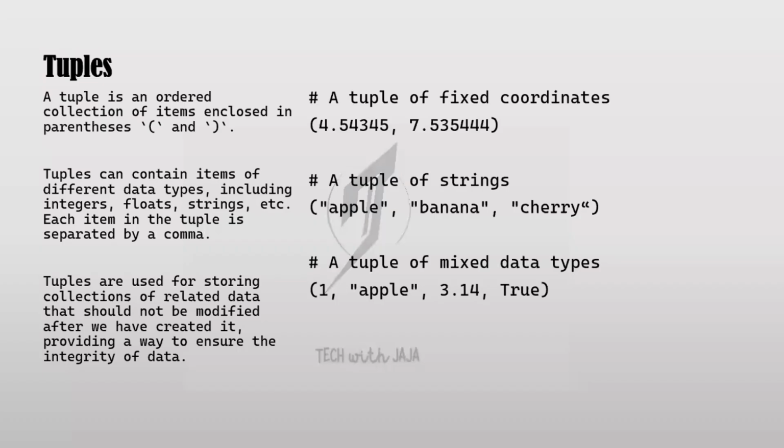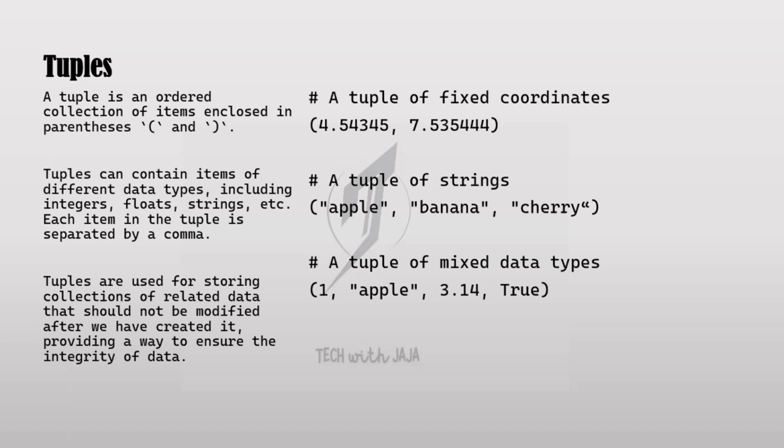So the next are tuples. A tuple is an ordered collection of items that are enclosed in parentheses. Tuples can contain items of different types of data, including integers, floats, strings, etc. And each item in the tuple is separated by a comma. Tuples are used for storing collections of data that should not be modified after creation, providing a way to ensure data integrity. So for example, on my right, you are seeing a tuple of coordinates. You're also seeing a tuple of strings, just like we saw in the list. Here also we are seeing a tuple of mixed type of data, just like we saw in the list.